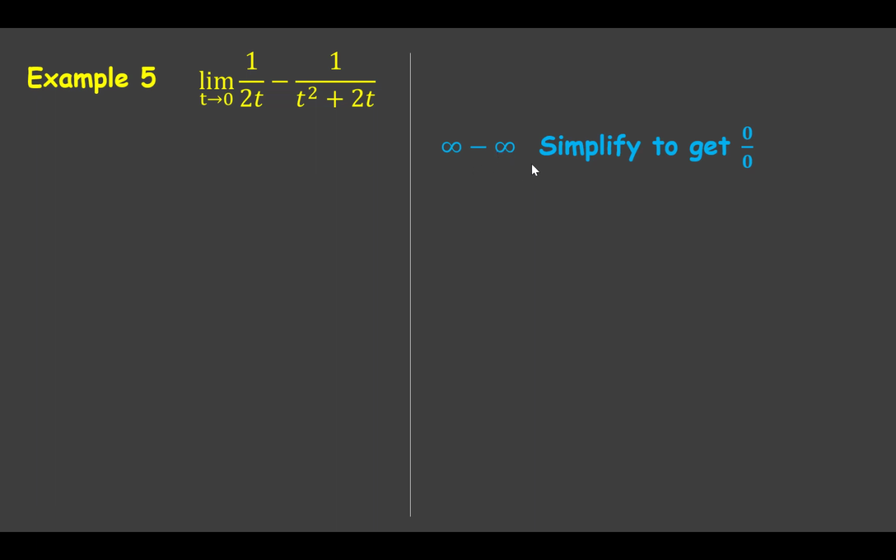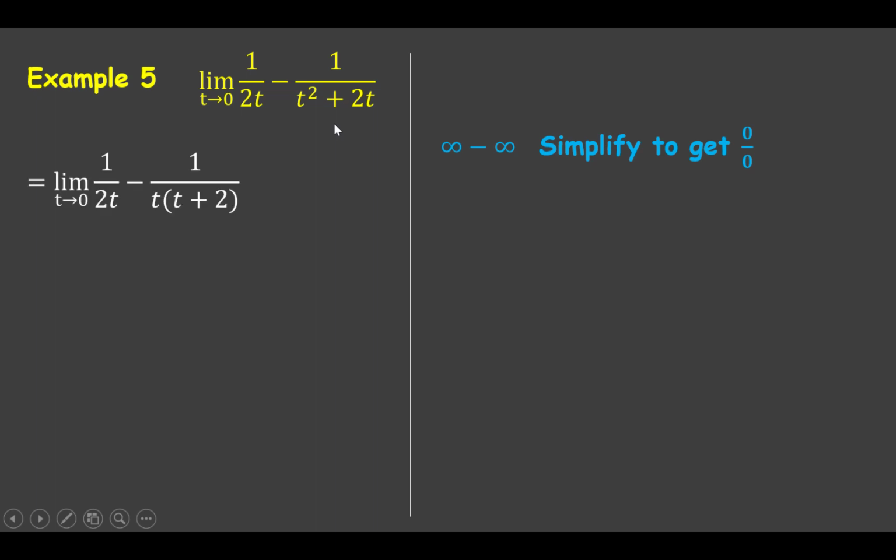We have to simplify this expression, and eventually you're going to get a 0 over 0, and then you use the techniques we learned earlier, try to cancel out the 0. Okay, so let's see how that works. For those two fractions, what you need to do is to find the common denominator.